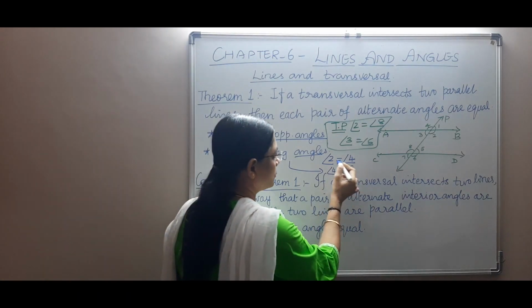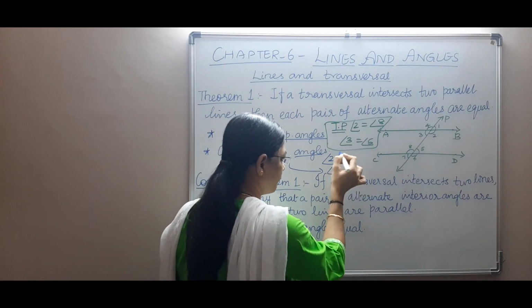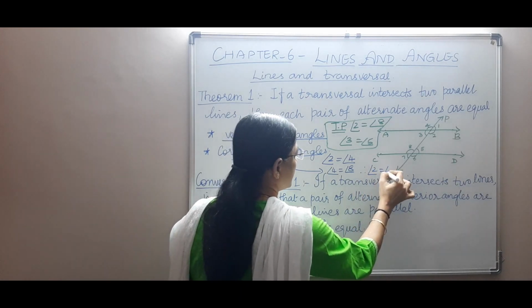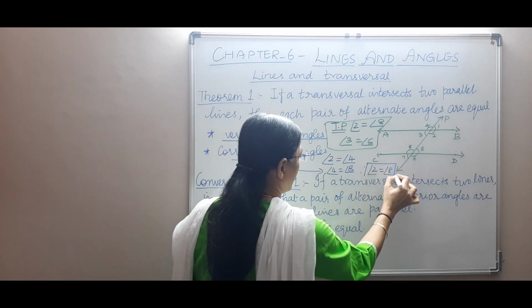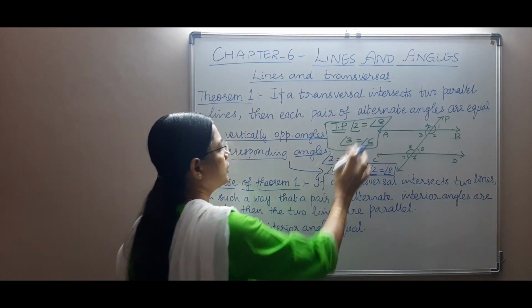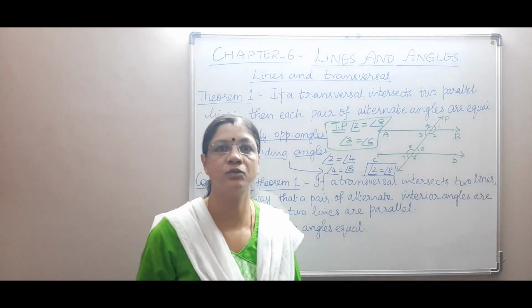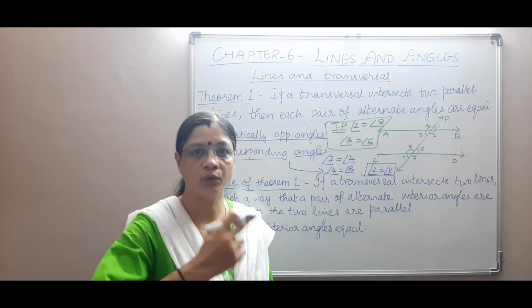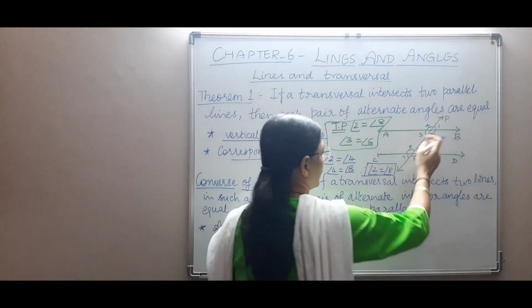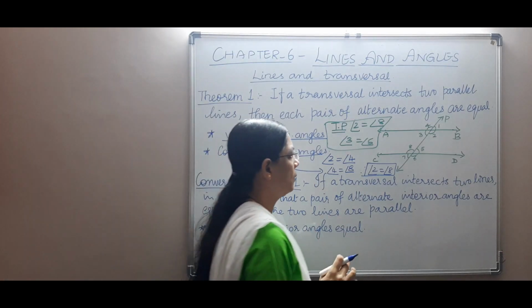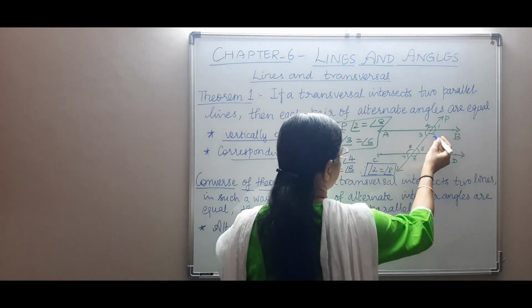See, angle 2 is equal to angle 4 and angle 4 is equal to angle 8. Therefore, angle 2 is equal to angle 8. So we have proved angle 2 is equal to angle 8. Do you understand? That is how one pair of alternate interior angles, we have proved they are equal. Okay. And now what do we say?